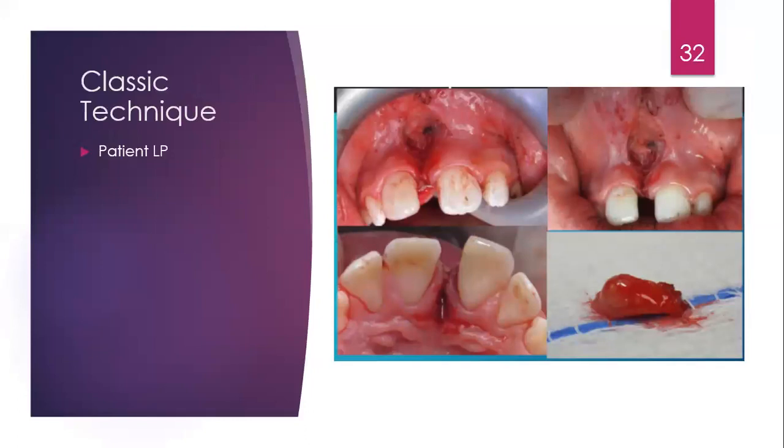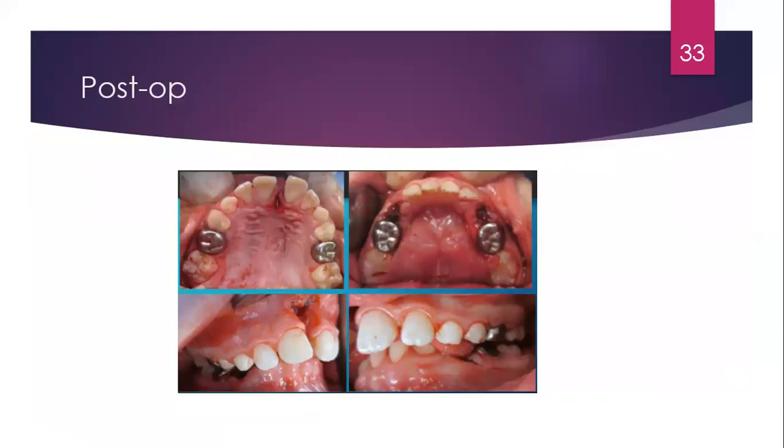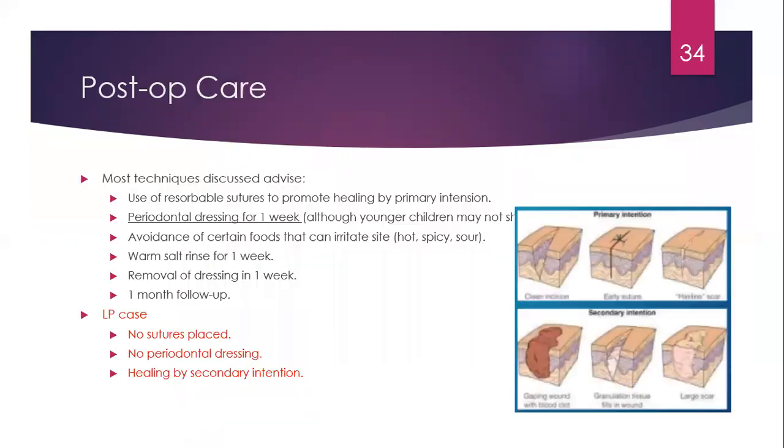So with the classic technique, this is a case that was done by one of my colleagues. So this is patient LP. They went ahead and excised the tissue between 8 and 9. As you can see, it was more of a class 4 type of frenum attachment. They removed any underlying tissue as well, so that reoccurrence does not happen. So post-operatively, this is what patient LP looked like. This was done in the OR, hence quadrant dentistry, and the whole full mouth dentistry was done in this case.